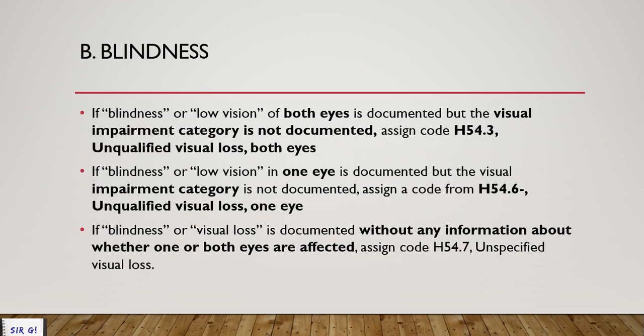Blindness. I think this is the last guideline for chapter 7. If blindness or low vision of both sides is documented but the visual impairment category is not documented, assign H54.3. I'll just highlight the differences of this guideline. The first one: blindness or low vision codes are divided based on each eye. It's easy. Are we talking about one eye only, both eyes, or without any information at all? So those are the differences of these 3 codes.